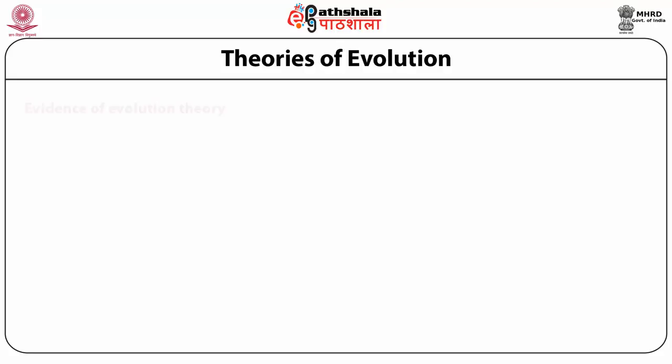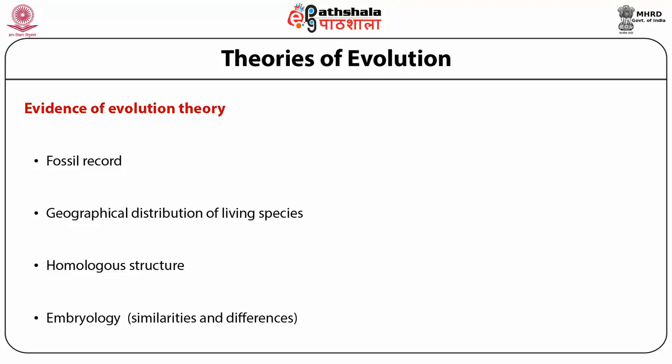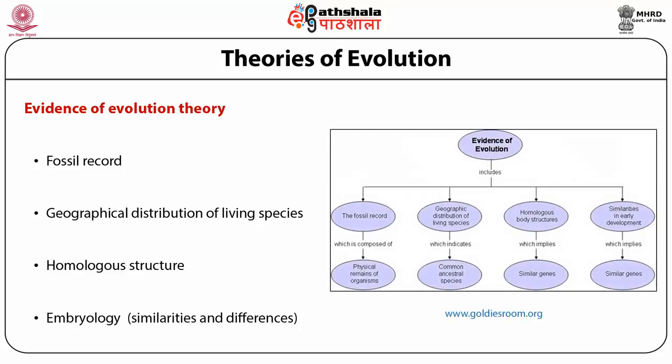To understand theories of evolution, we should also understand the evidences available which support evolution. In this context, we have evidences from fossil records, geographical distribution of living species, homologous structures or homologous organs, and embryology. We can further understand these evidences by this diagram.